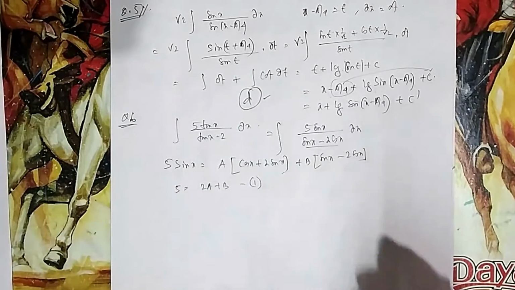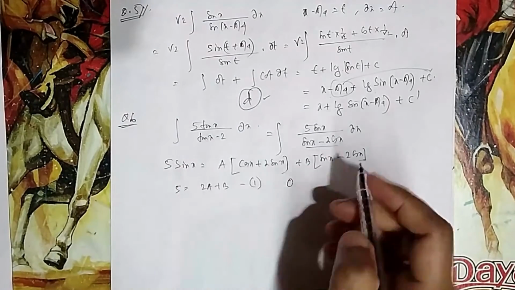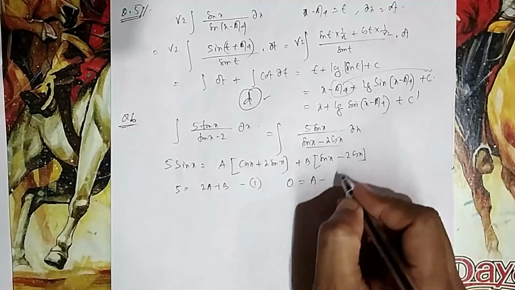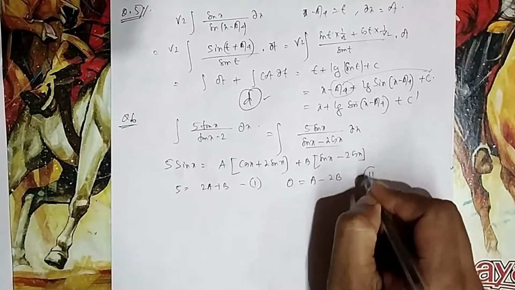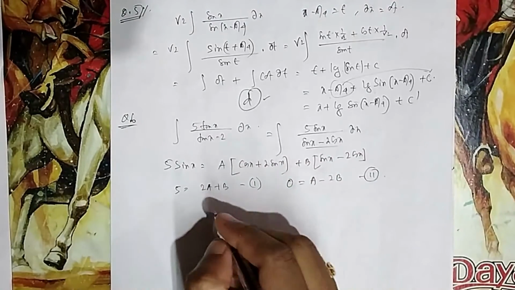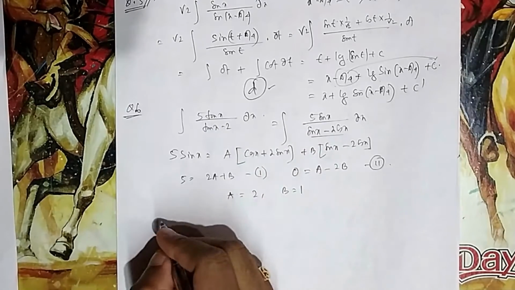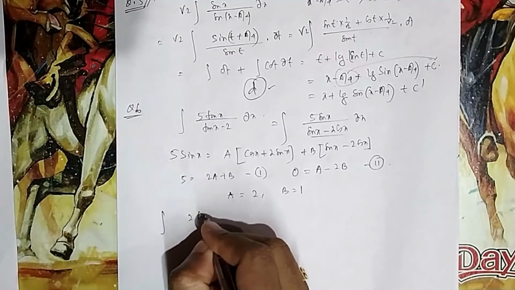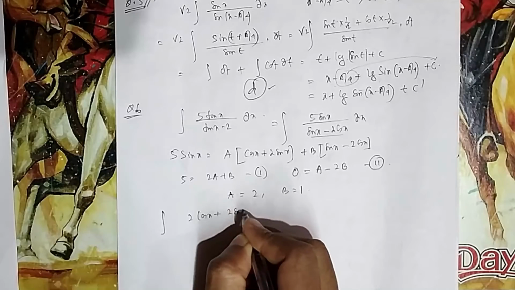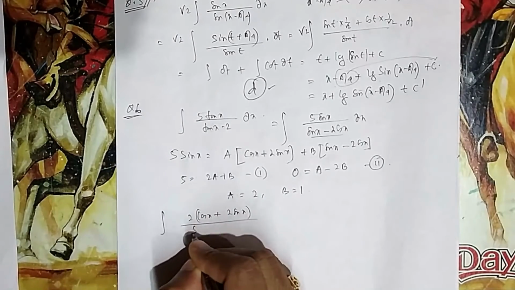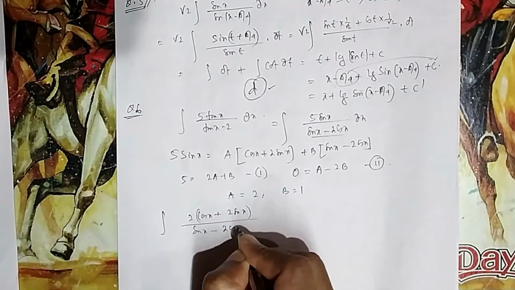And then you compare the coefficient of cos. On this side there is no cos, so it is 0, and on this side it is a minus 2b. So if you solve 1 and 2, you will get a equal to 2, b equal to 1. So now you can write this integration as 2 into cos x plus 2 sin x divided by sin x minus 2 cos x dx.